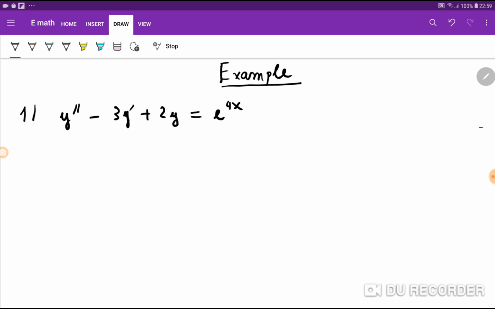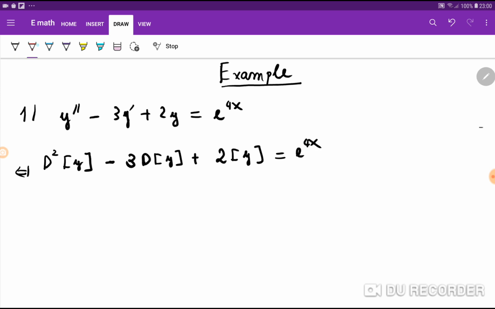So what is y prime? y double prime is D squared y, right? You agree with me? y prime is Dy, and 2y you just keep 2, equal to e to the power 4x. So the convention is that for y prime you write Dy, for y double prime you write D squared y, depending on the power of the derivative.